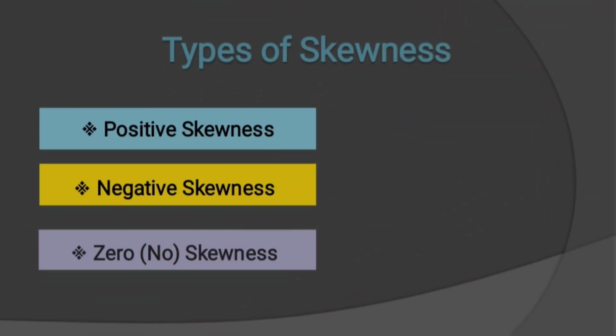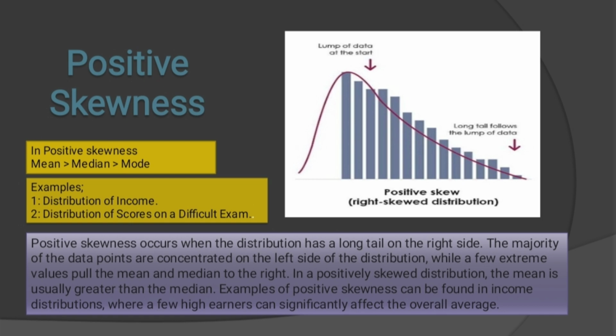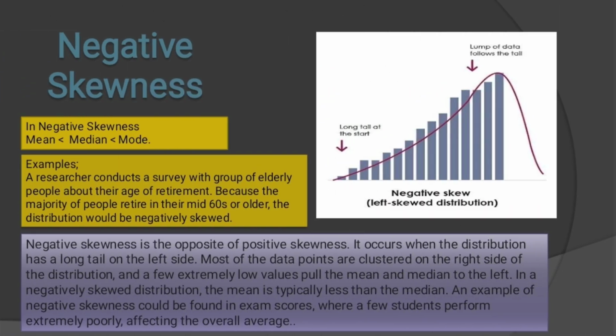Negative skewness. Positive skewness. Positive skewness occurs when the distribution has a long tail on the right side. The majority of the data points are concentrated on the left side of the distribution, while a few extreme values pull the mean and median to the right in a positively skewed distribution. The mean is usually greater than the median. Examples of positive skewness can be found in income distributions, where a few high earners can significantly affect the overall average.